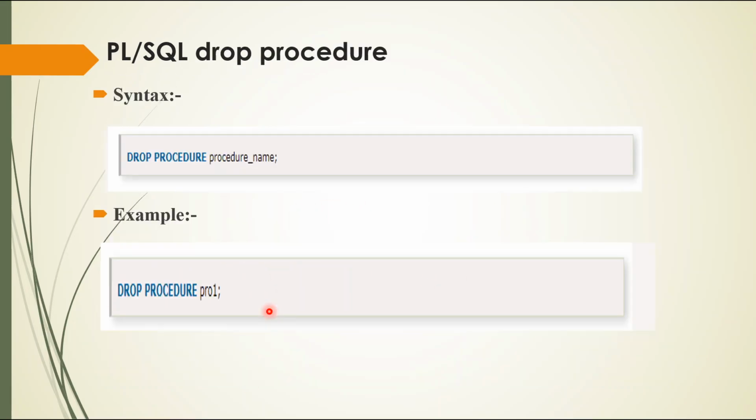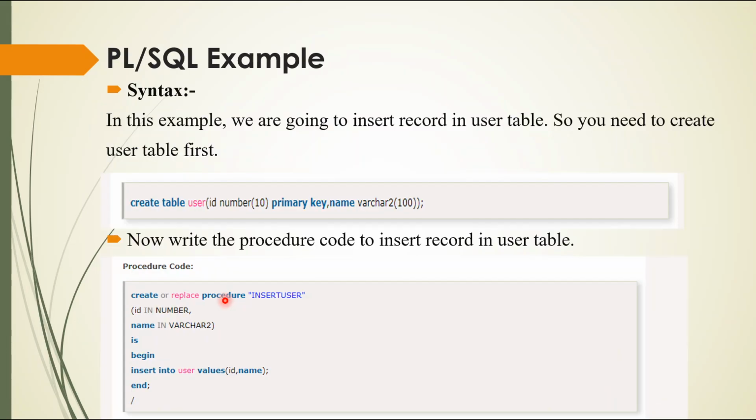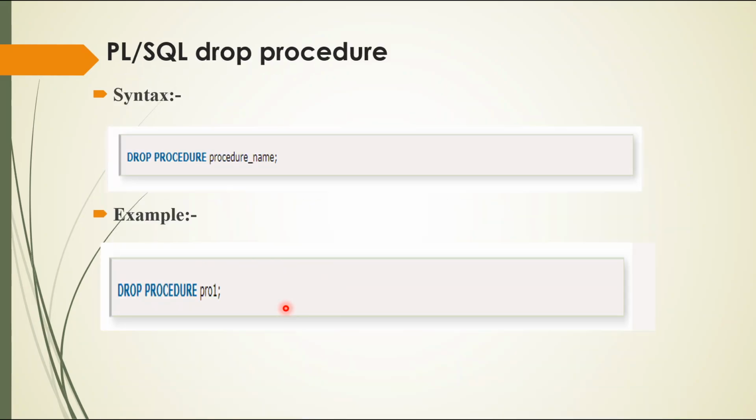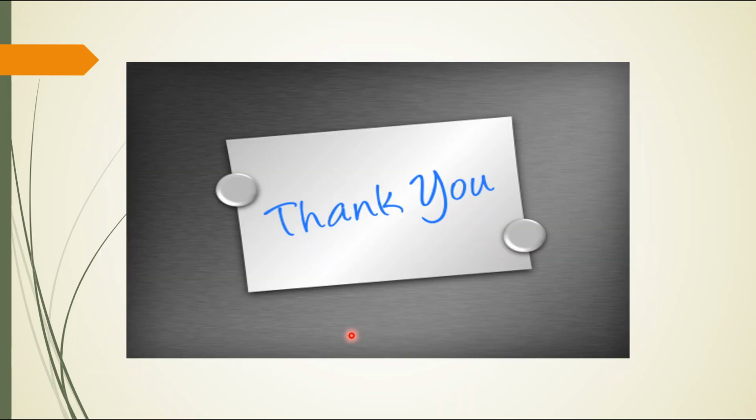Okay, so now after completing this we have to drop the procedure. So the syntax is simple, drop procedure, procedure name. Here our procedure name is insert_user. So we have to write drop procedure insert_user. So our procedure will be dropped. So that is the concept of procedure in PL/SQL. Thank you.